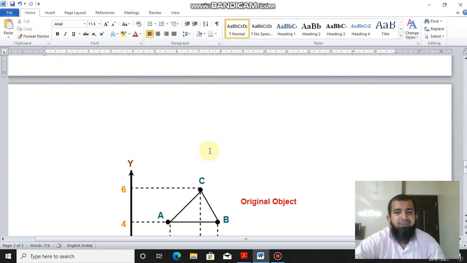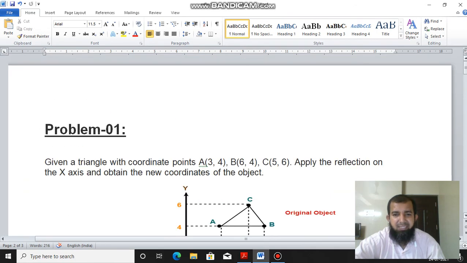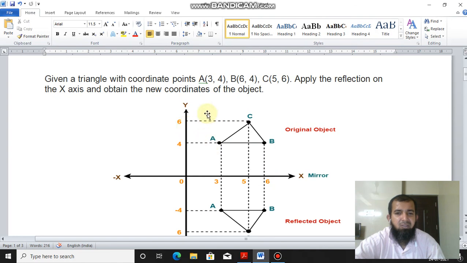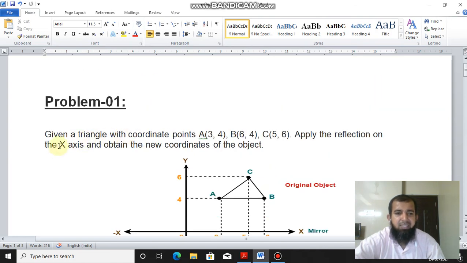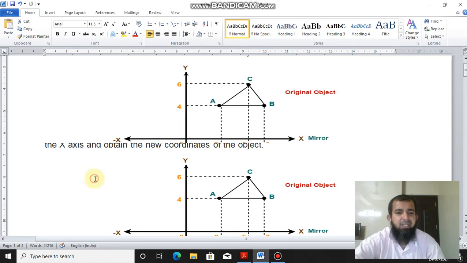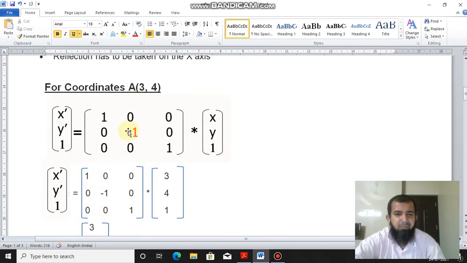If it is reflection on the y-axis, this one is on the x-axis. For the y-axis, you just have to write -1 here. The remaining are all the same. If it is both on the x and y-axis, then -1 here and -1 here. If it is on the x-axis, -1 here, then the remaining are all the same. If it is on the y-axis, -1 comes here, and here it is +1. If it is both x and y-axis, then -1 here, -1 here. Then the remaining are all the same.